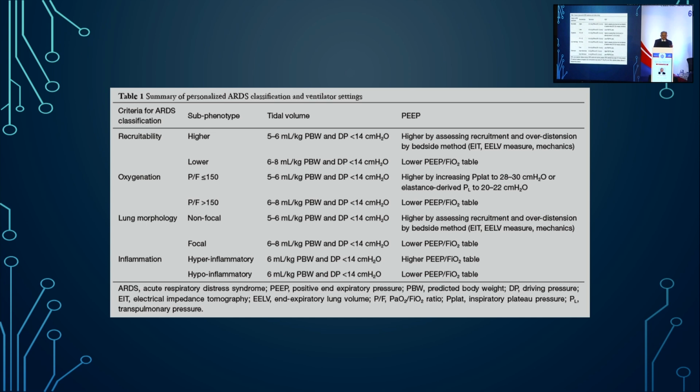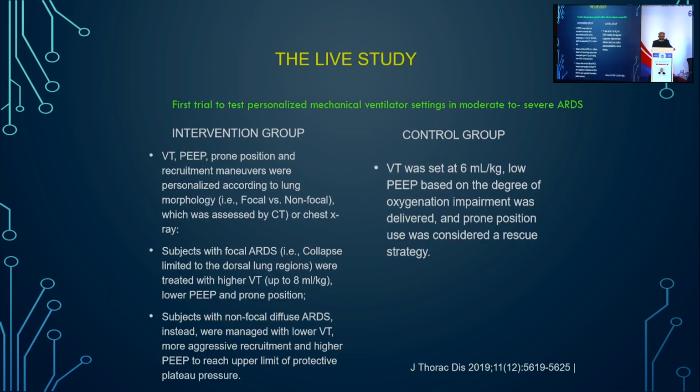Based on this, you decide whether the patient is going to benefit from 5 to 6 ml per kilo ventilation or 6 to 8 ml per kilo, and whether this patient will benefit from a high PEEP or low PEEP, because high PEEP is not recommended for mild forms of the disease, and it also depends on the recruitability. So this is the intervention group, and there was a control group, which was a standard of care.